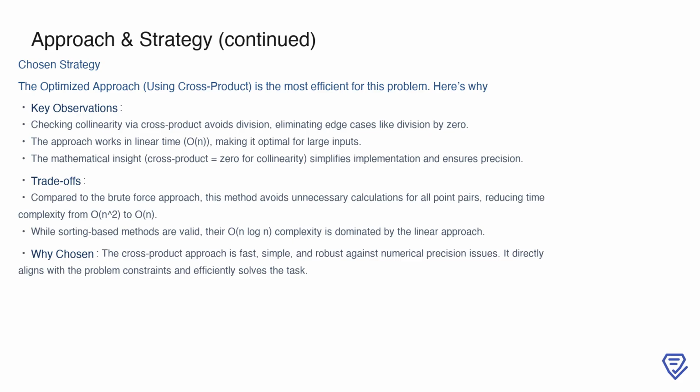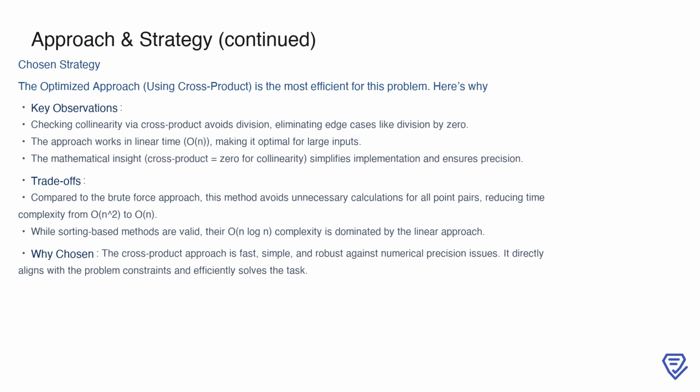This strategy stands out due to several key observations. First, it avoids division, which eliminates potential issues with precision and edge cases like division by zero. Second, the linear time complexity of n makes it particularly suitable for large inputs, ensuring the solution remains scalable. Additionally, the mathematical insight that collinearity corresponds to a zero cross-product simplifies the implementation.